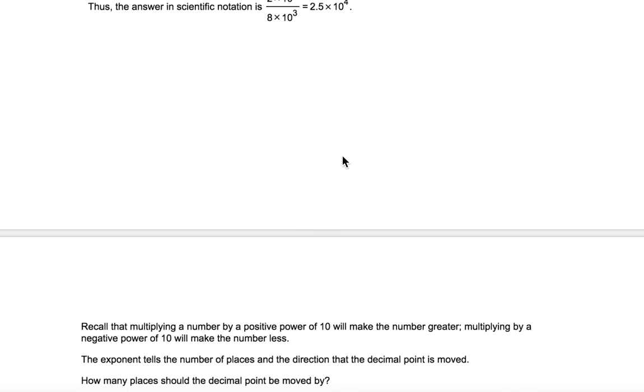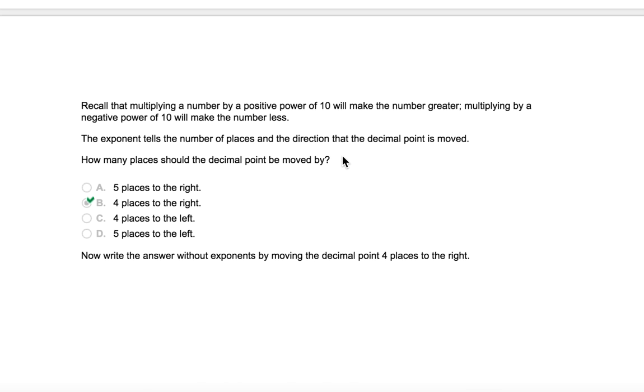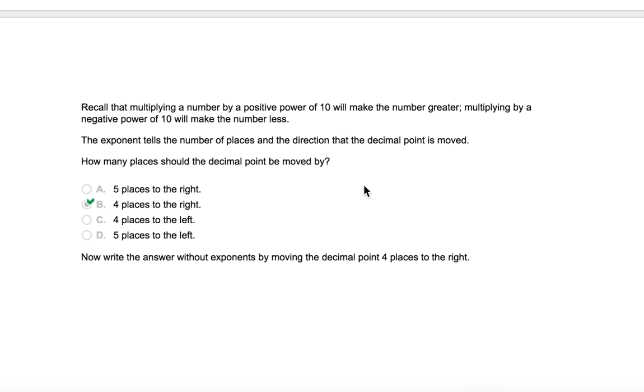The second part of the problem is they wanted you to actually solve it. How would you move that decimal? And they give us a hint. Recall that multiplying a number by a positive power of 10 makes the number bigger, greater, larger. Multiplying by a negative power of 10 will make the number less. The exponent tells the number of places in the direction the decimal point is moved.